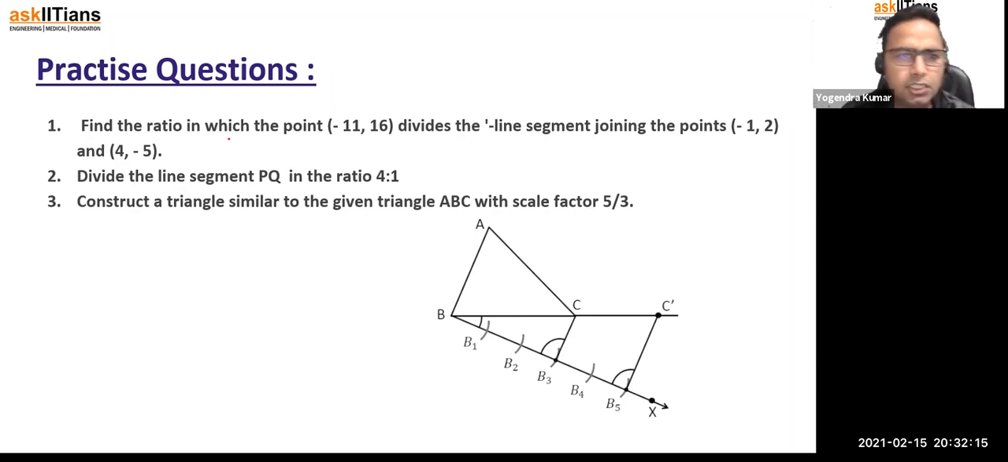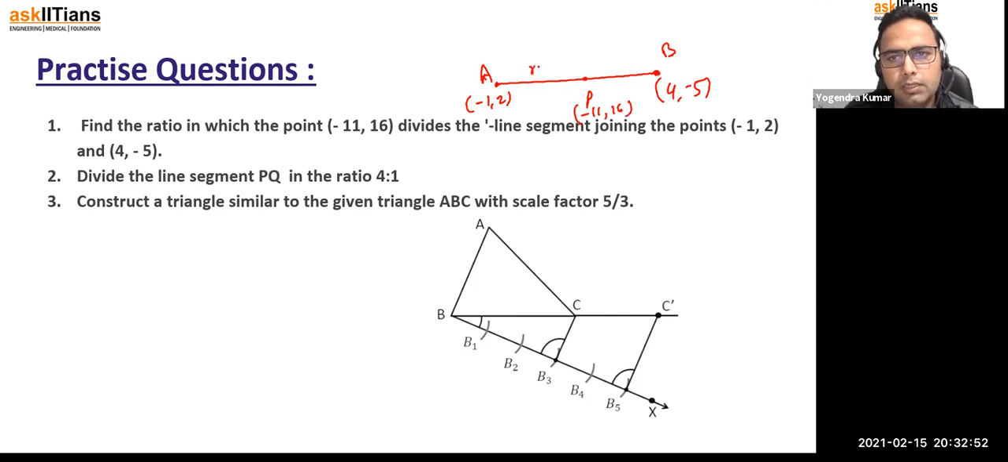Let me do this. Find the ratio in which this line segment is divided. So we can do this question without construction. Also find the ratio in which this point divides the line segment joining these 2 points. In what ratio is it dividing? So let me show you this here only. There is a line segment with endpoints -1, 2 and 4, -5. So this is A, this is B. Now there is a point P here, whose coordinates are -11, 16.